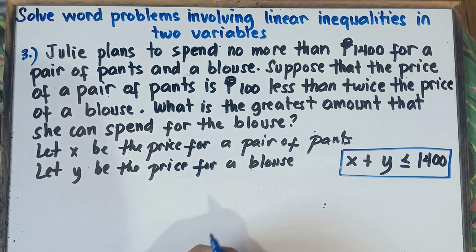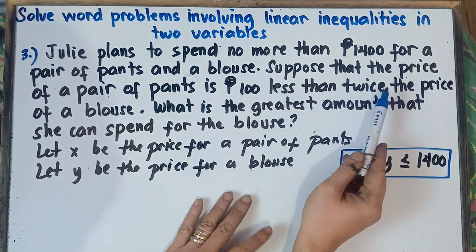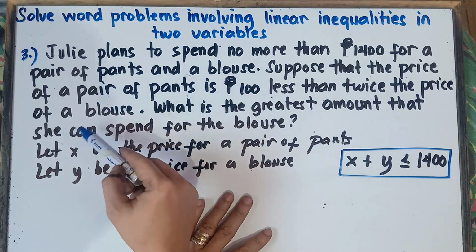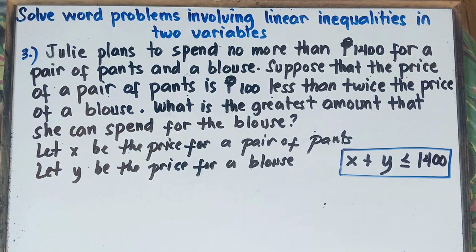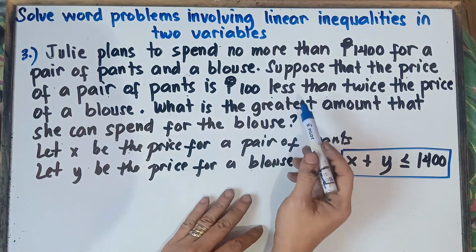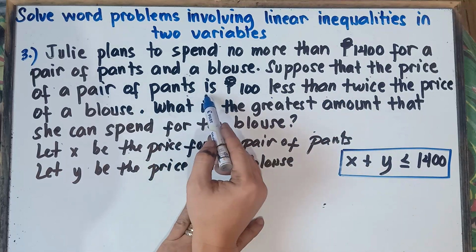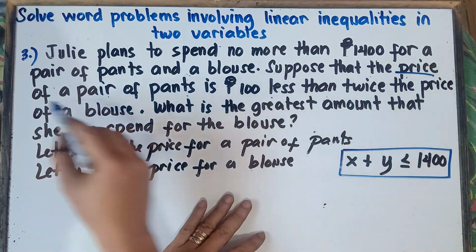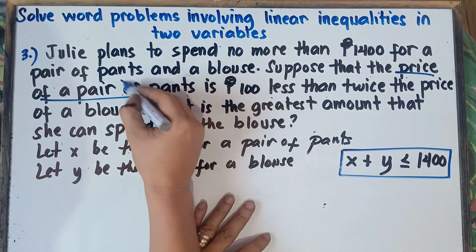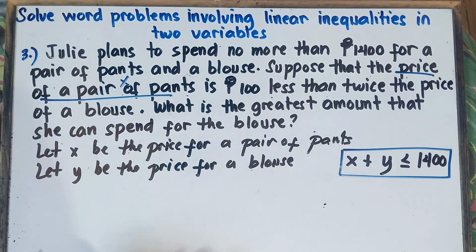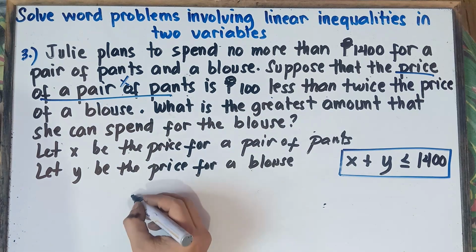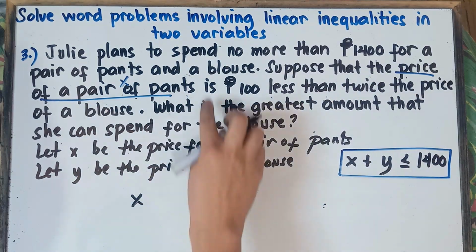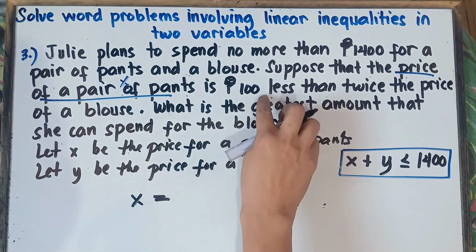Now, it says in the second statement, class, suppose that the price of a pair of pants is 100 pesos less than twice the price of a blouse. Once again, class, the price of a pair of pants, we let this one as X. So, this is X, equal sign. Once again, class, let's do it step by step. Price of a pair of pants, that would be X, equal sign, 100 less than twice.